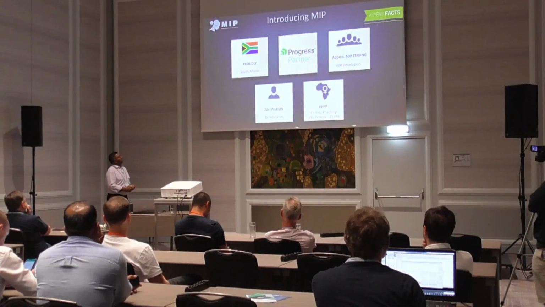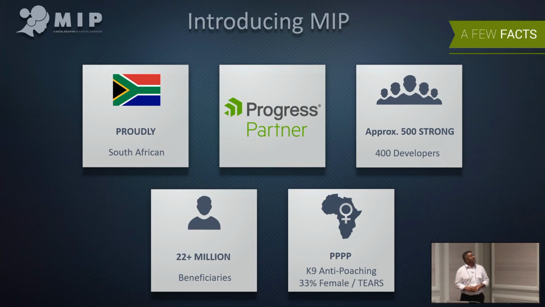A little bit about MIP. MIP is proudly South African. We are a Progress partner. We are approximately 500 strong with 400 software engineers. Our applications cover 22 million plus beneficiaries, and the company is run on the quadruple P principle, which is planet, people, profit, purpose. Also, we sponsor a non-profit organization called Tears, which focuses on gender-based violence in South Africa. So that's also one of the nice things.